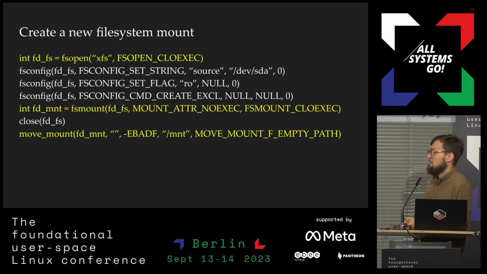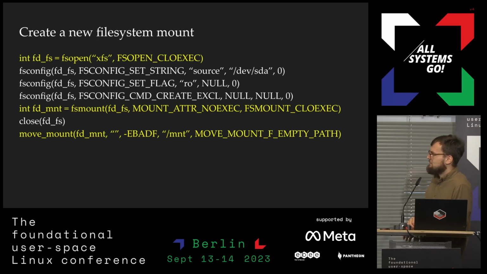And then you set a VFS level property. In this case, we make this file system context read-only. And then we create an exclusive superblock. So we want to make sure that we actually did create the superblock, and call fsconfig with the command FSCONFIG_CMD_CREATE_EXCL. And then we call fsmount to turn this superblock into a mount FD, then we can close the file system context, and then we can attach the mount that we just created to the file system. And this is what goes on more or less behind a single mount system call.